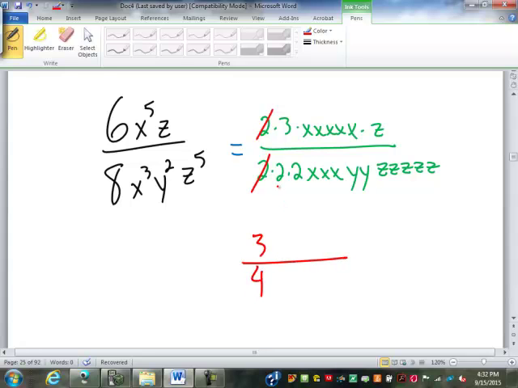Where'd the 4 come from? 2 times 2, very good. For x, we can cancel out 1, 2, 3 of them. What's left? X to the 2nd. Now I'm going to do y next because alphabetically that comes next. Is there anything to cancel with the y's? No, so that's just going to be y squared and it stays on bottom. How about the z's? 1 cancels out and we're left with z to the 4th, and that's on bottom.